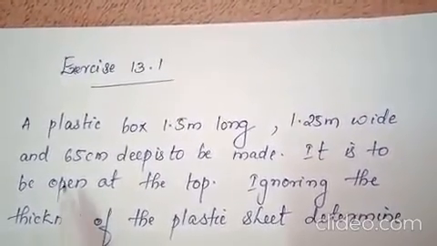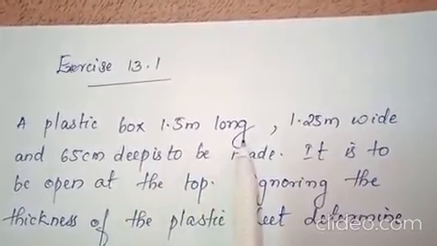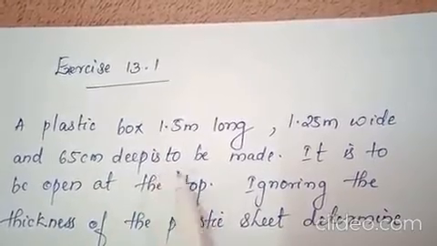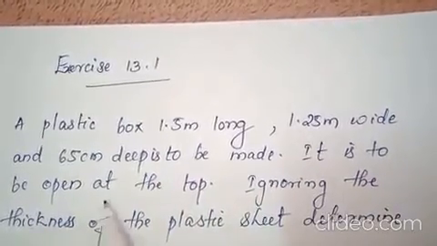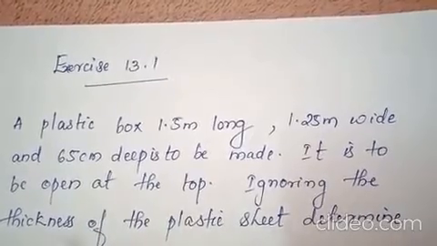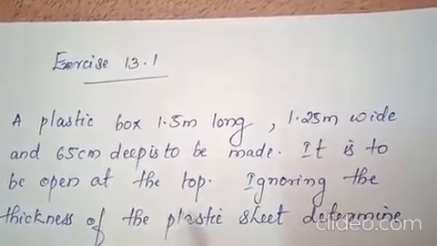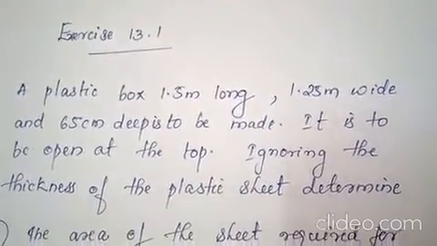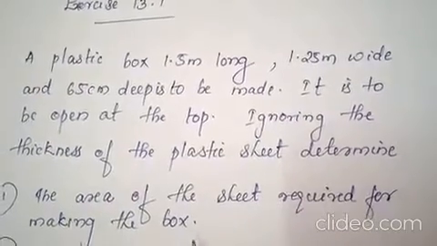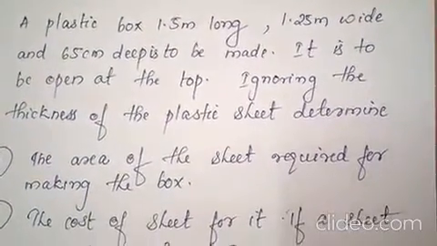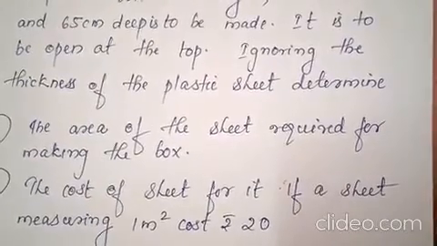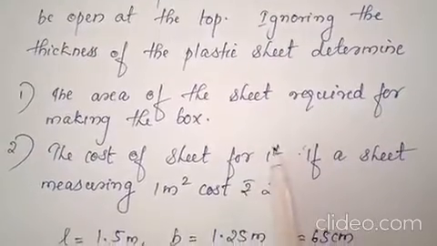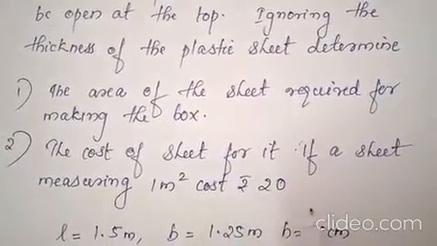The first question: a plastic box 1.5 meter long, 1.25 meter wide and 65 centimeter deep is to be made. It is to be opened at the top, ignoring the thickness of the plastic sheet. Then find the area of the sheet required for making the box and also find the cost of the sheet for it if a sheet measuring 1 meter square costs rupees 20. So we have to find the area of the sheet and the cost of the sheet.